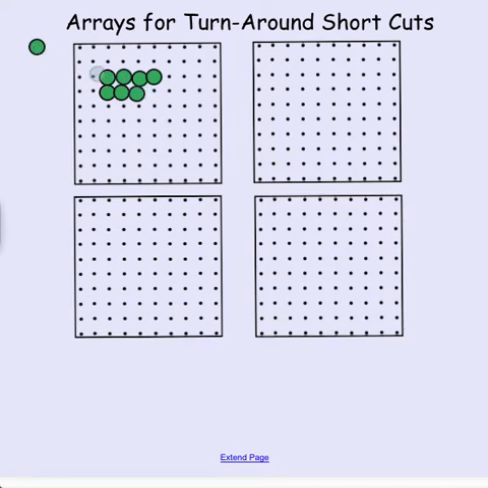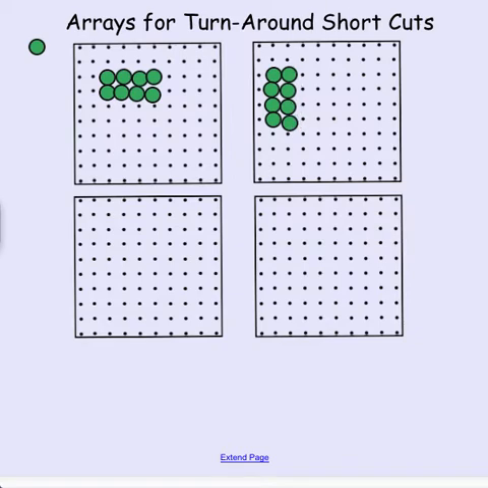And then if I go and do the turnaround rule, instead of 2 rows of 4, I can do 4 rows of 2. 1, 2. There's 1 row of 2. Here is another row of 2, and another row of 2, and another row of 2.